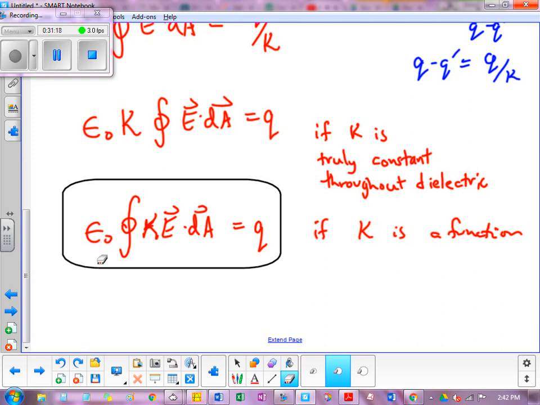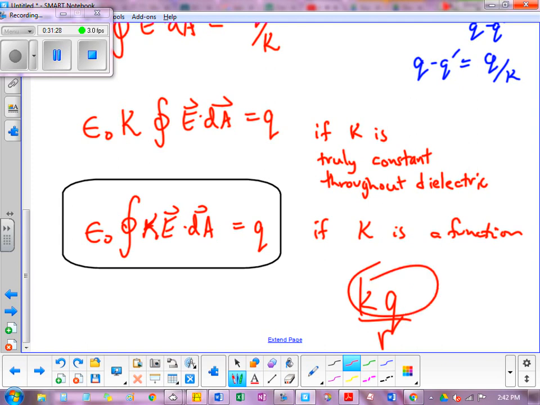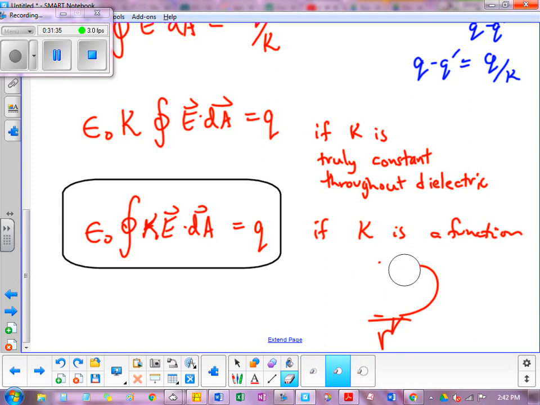It's the same reason I would never take the old k, which is 9 times 10 to the 9th, and glue it to q. Yeah, there's kq over r, that's potential, but I'm not going to call kq something new. k is a constant of nature, and q is a property of this problem, if that makes sense. So I won't put those together, although I used to do it all the time. All right.